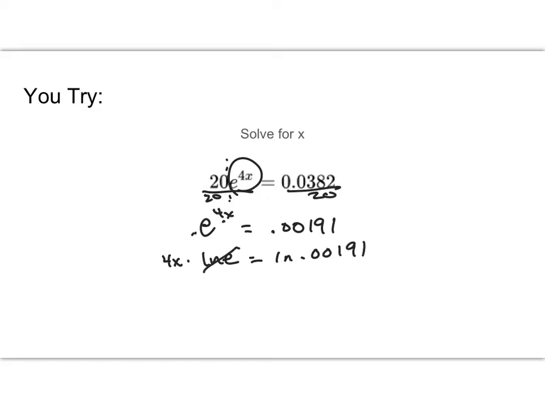All right, since that's 1, then 4x equals the natural log of 0.00191. Divide both sides by 4. This would be an exact answer. Again, we're probably going to put it in decimal. I get negative 1.57. All right, that's it.